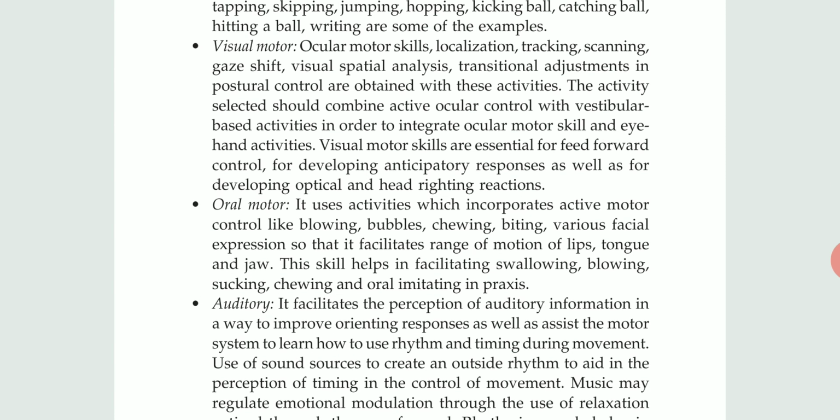Visual motor and ocular motor skills, localization, tracking, scanning, gaze shift, visual spatial analysis, transitional adjustments, and posture control are obtained with these activities. The activity selected should combine active ocular control with vestibular activities in order to integrate ocular motor skill and eye hand activities. Visual motor skills are essential for feed forward control, for developing anticipatory responses, as well as for developing optical and head righting reactions.